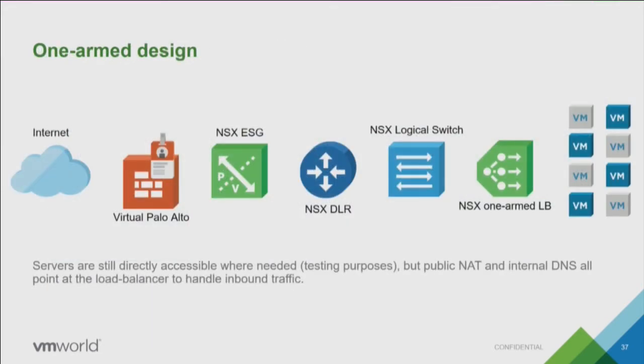Like Luke said, the one-arm is probably the more common one. We like this design because we can make individual DNS entries for each app server, and then when we push changes to it, we can still test against it really easily. So everything is still directly accessible, but there's a public NAT and internal DNS all comes through the load balancer for testing or for actual production usage. And one key point that I did miss on this graphic is that we have encapsula outside of the virtual PA to, obviously, because of all the DDoS issues.